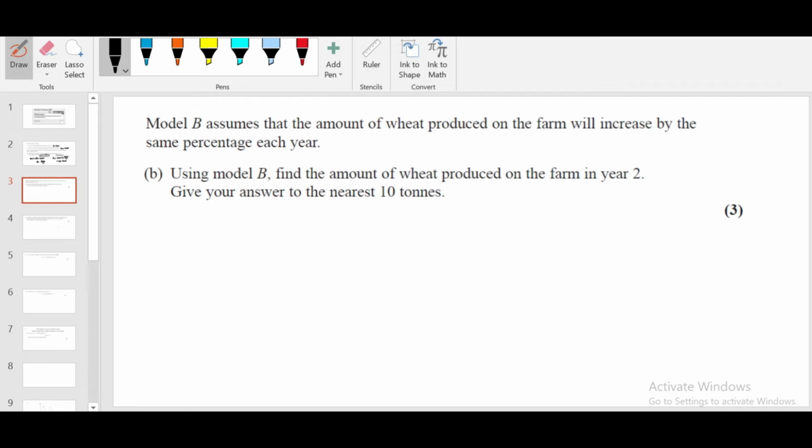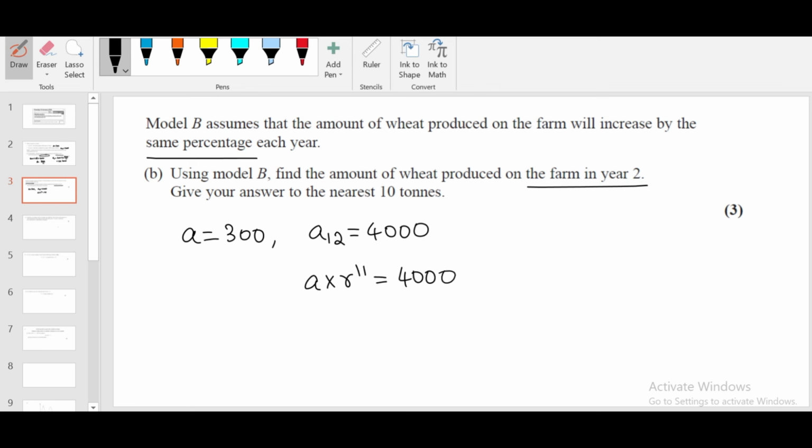Model B assumes that the amount of wheat produced on the farm will increase by the same percentage every year. So this is a geometric series. They want you to find a2. Before finding a2 we need the common ratio. We are given 300 and then the 12th term is 4,000. Now how do you write the 12th term? a times r to the power 11 is 4,000, right? That's the formula for the nth term in a geometric series. a is 300. Bring the 300 to the other side. So r to the power 11 is 40 over 3.